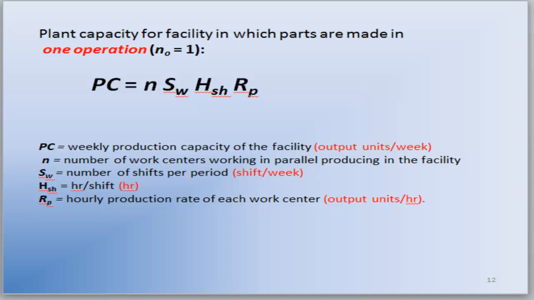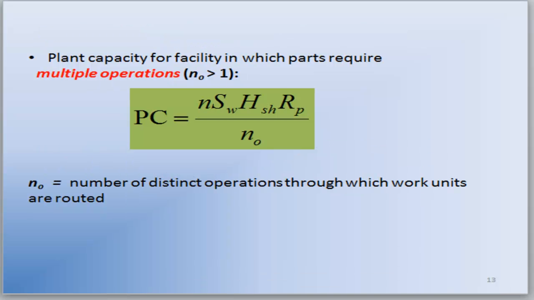If there is more than one operation, we cannot use this equation. For multiple operations, that means NO is greater than 1, we have to use this equation, simply divided by the number of operations. So we can get the plant capacity. But this capacity model assumes that all the machines are producing 100% of the time, and there is no bottleneck operation due to variation in process routing.